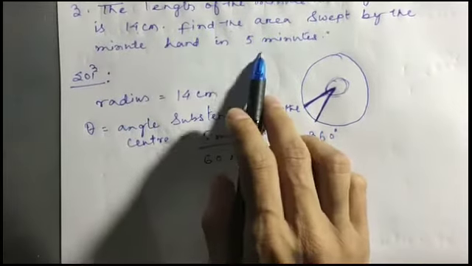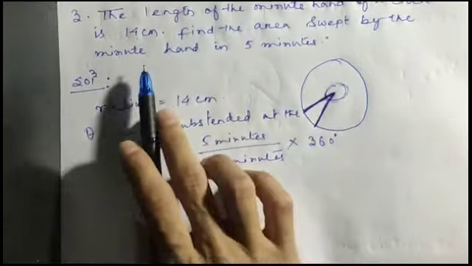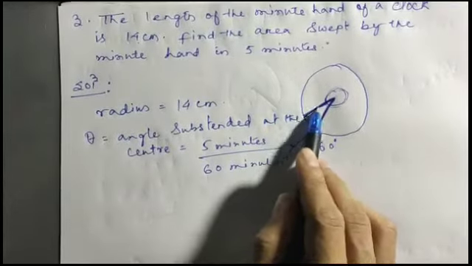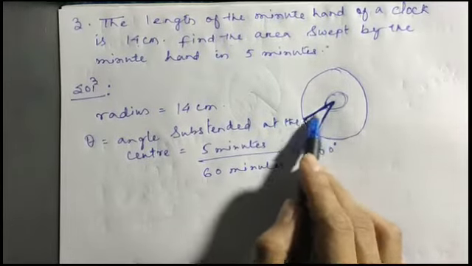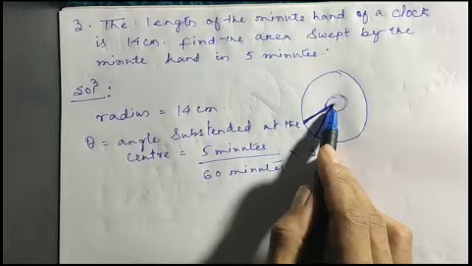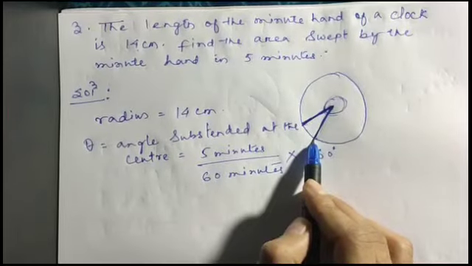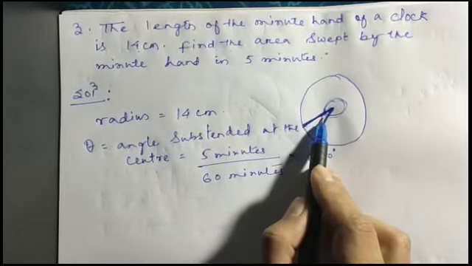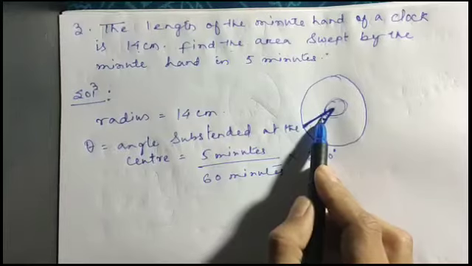5 minutes they have given. They told us to find the area swept by the minute hand in 5 minutes. This 5 minute sector, what is the area of this sector? Okay, they are asking to find out. So before finding that, we have to know the angle subtended here, right?